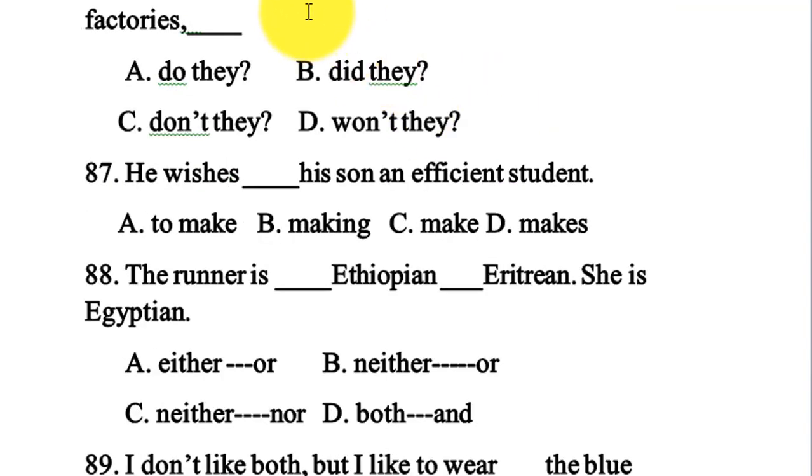The investors invest their time and money in building factories. This is a tag question, so let me give you a rule of tag questions. If the statement is positive, the tag question is negative. Second, if the statement is negative, the tag question is positive.